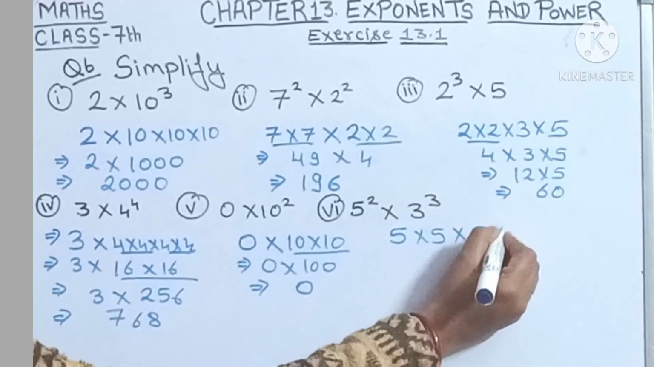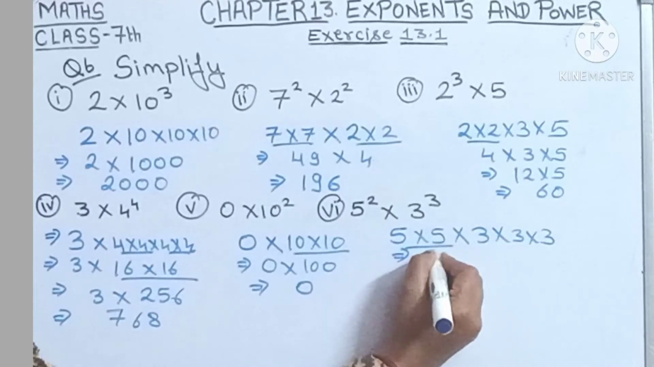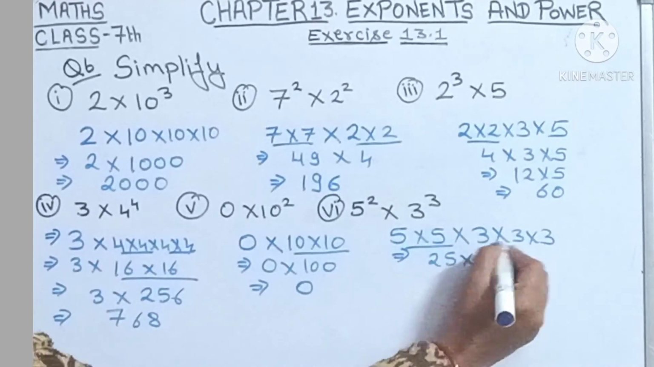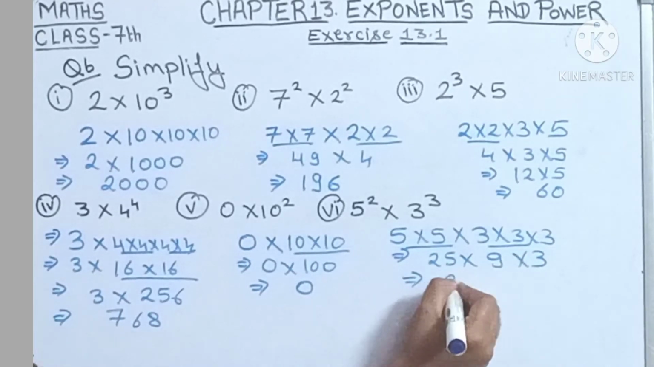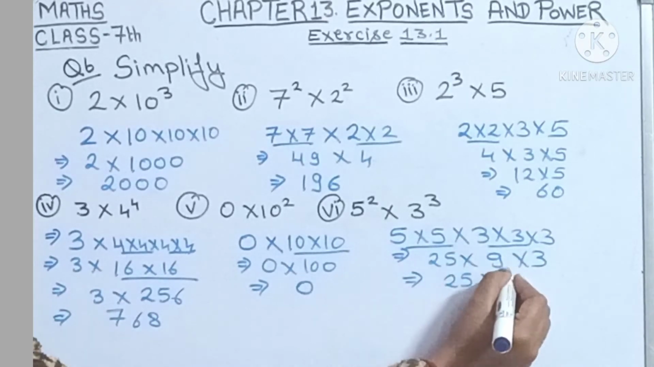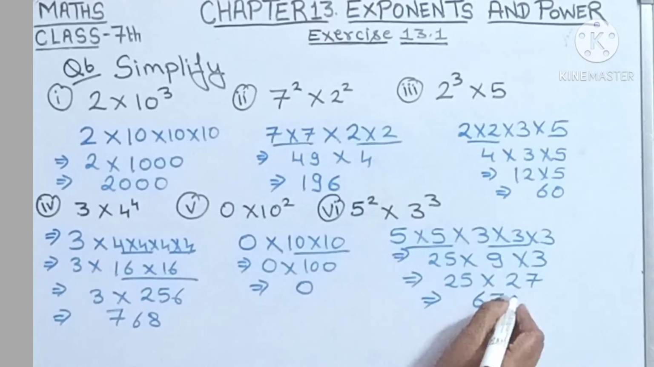Sixth one, 5 raised to the power 2 means 5 two times, into 3 raised to the power 3 means 3 three times. Now 5 fives are 25 into 3 threes are 9 into 3. Now 25 into 9 threes are 27. Now multiply 25 into 27, which is 675. Now next one, the seventh one.